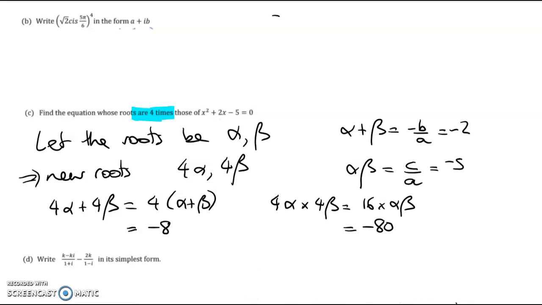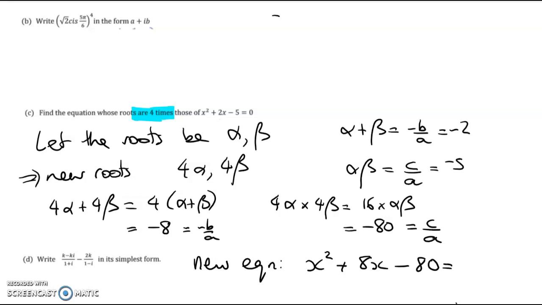So that means we're ready to finish this off and write the new equation. So the new equation will be x squared minus 8x, sorry, plus 8x, because this is equal to negative b over a. So it's going to be plus 8x, and this is equal to c over a, minus 80 equals 0. So that's the new equation.